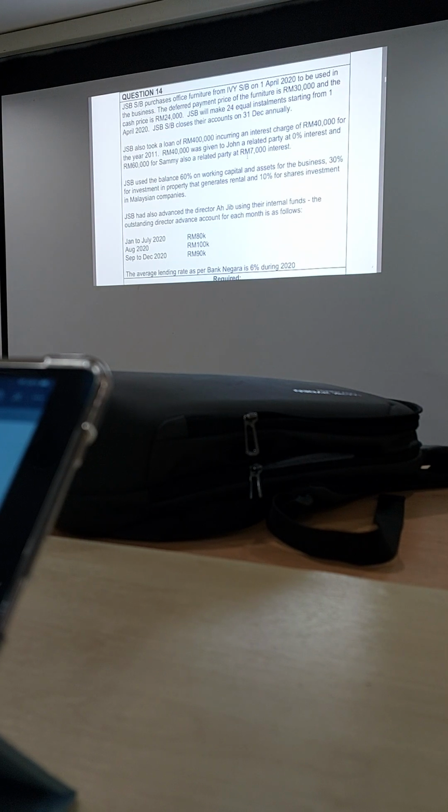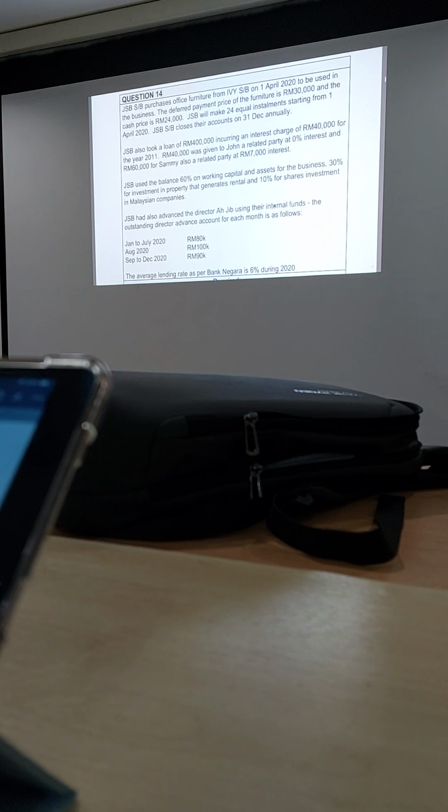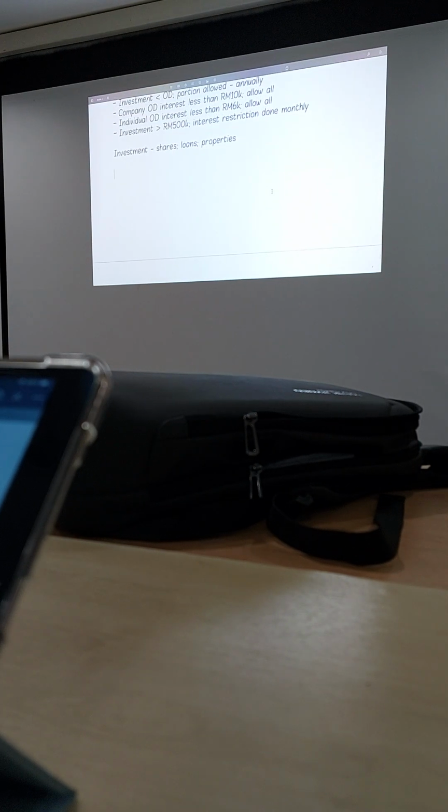JSB Senar Berhad purchases office furniture from IV Senar Berhad on 1 April 2020 to be used in the business. The deferred payment price of the furniture is 30,000 and the cash price is 24,000. JSB will make 24 equal installments starting from 1 April 2020. JSB closes the accounts on 31st December. Now, based on this, can you tell me how to handle the transaction? This is the tax treatment and interest for 2020. This is the first one. The first one is called?